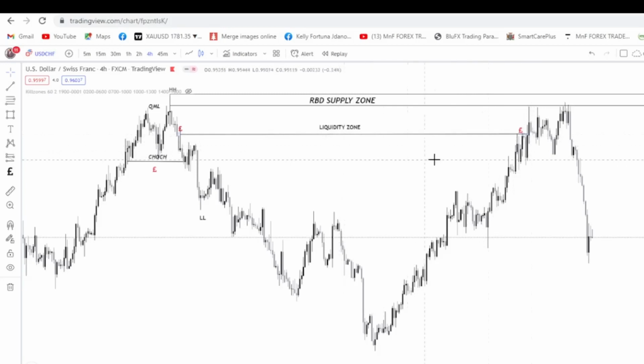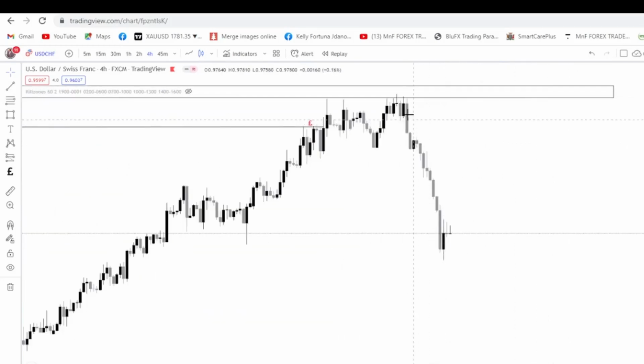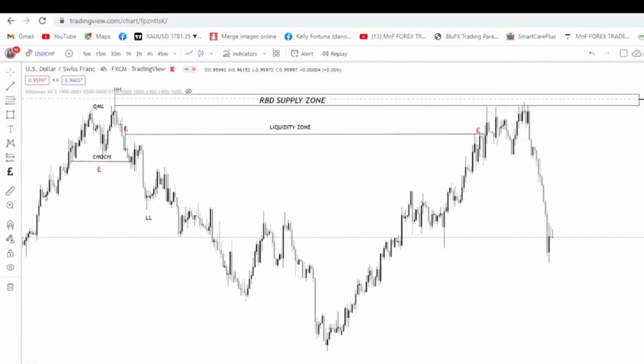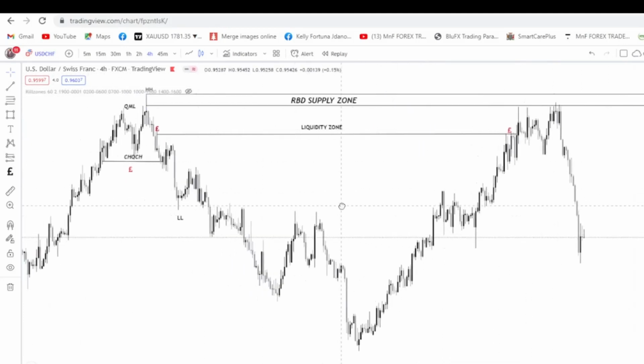So once those sellers have been taken out, then we wait for price to actually come to our zone right here. We wait for our confirmation, and we can clearly see that we had a beautiful rejection right here, and then we saw the market rolling over to the downside beautifully. So that's what happened.